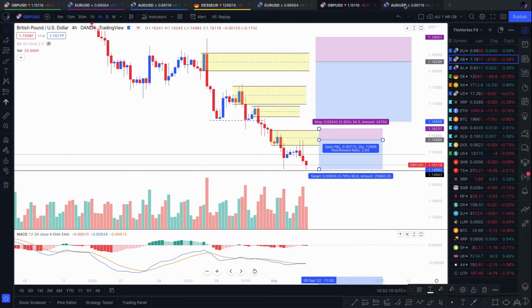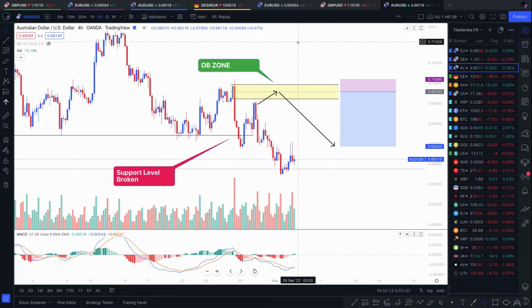We were on AUD USD, and it was the same setup. And we could see we had this fantastic impulse down, right? We were waiting for a retrace back into the order block zone.